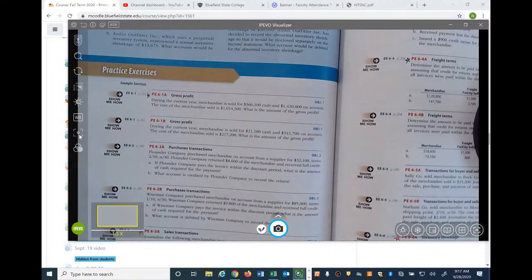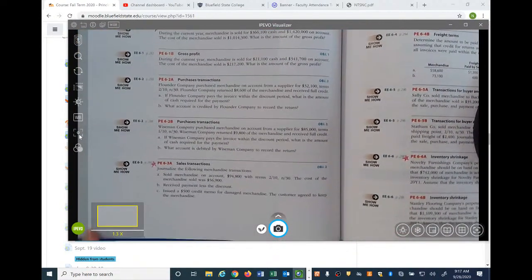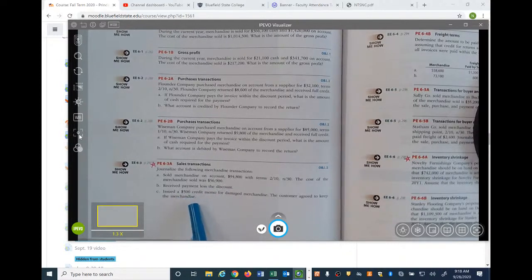Next, work on practice exercise 6-3A, dealing with sales transactions. Okay, and this time I want you all to make the journal entries that are relevant for this. 6-3A at the very bottom of the page right here.